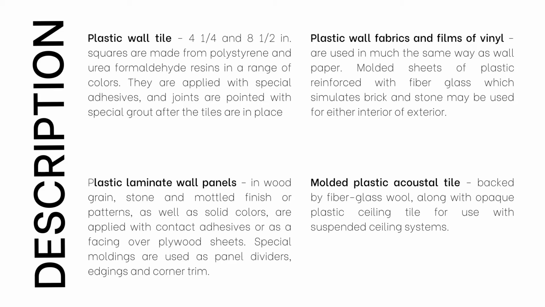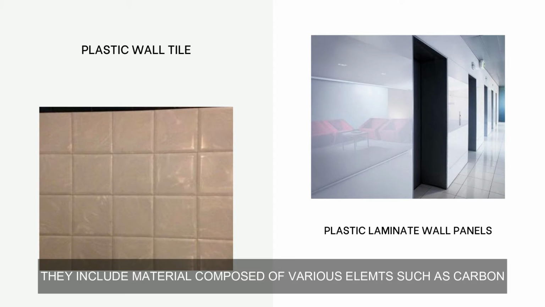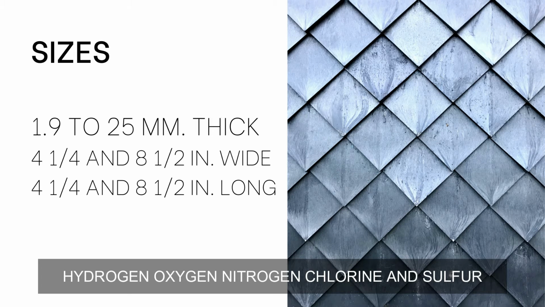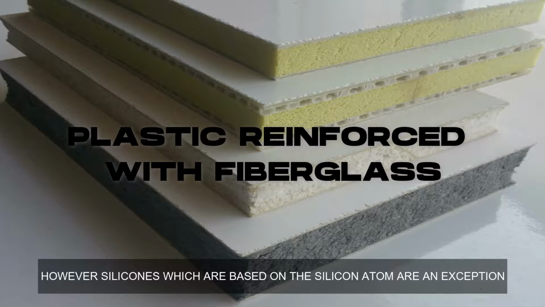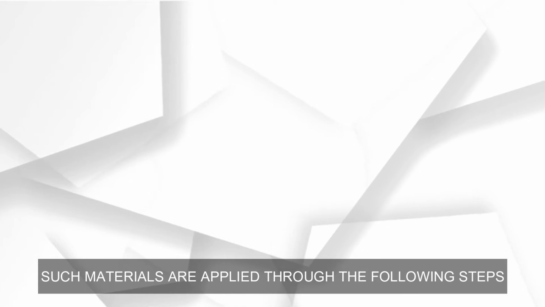Then we have the plastics. Plastics also come in different kinds: the plastic wall tile, plastic laminate, and molded sheet of plastic reinforced with fiberglass. They include material composed of various elements such as carbon, hydrogen, oxygen, nitrogen, chlorine, and sulfur. Most plastics are based on the carbon atom. However, silicones, which are based on the silicon atom, are an exception. Some good things about it are that plastics are easy to install and are lightweight. Such materials are applied through the following steps.